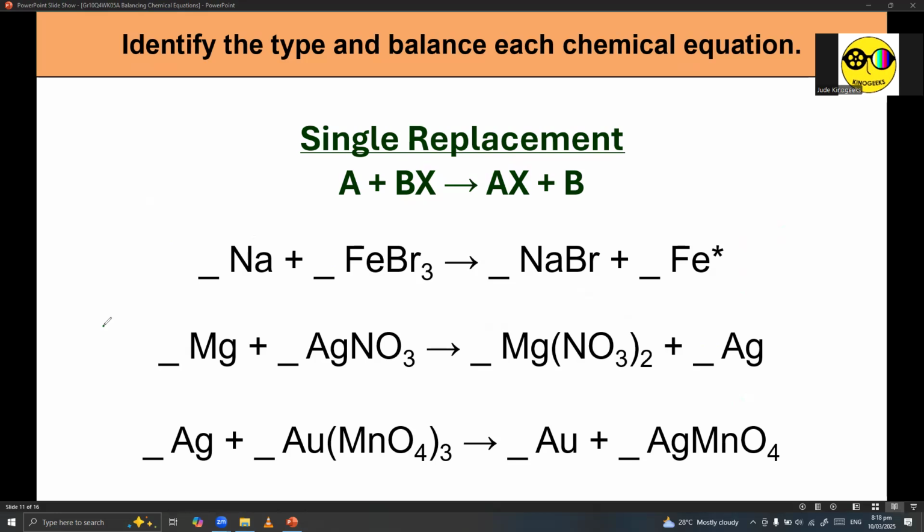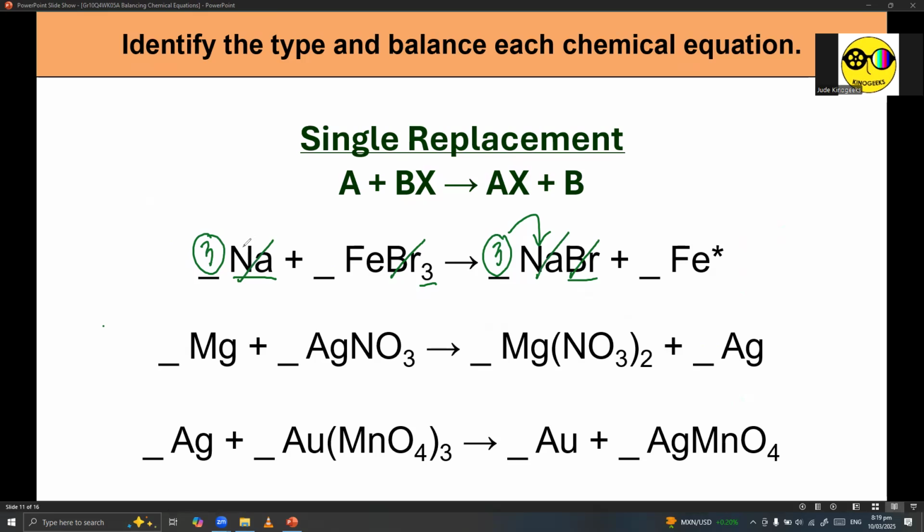So first, we have Na plus FeBr3 becoming NaBr plus Fe. The one that is unbalanced to me numerically is Br. So you have 3 Br atoms on the left side, and you only have 1 on the right side. So we multiply NaBr by 3, balancing Br. Now, damay si Na, 3 Na atoms on the right side, and you only have 1 on the left side. So we multiply Na by 3.